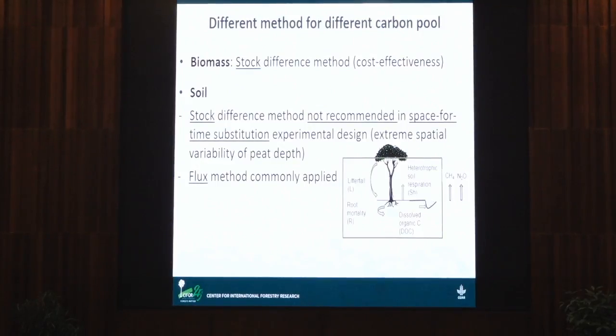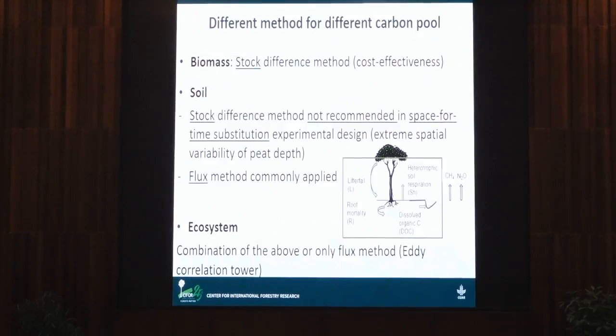It's complex. We need to measure all the carbon that gets into the soil through litter fall and root mortality, all the carbon that goes out of the soil through heterotrophic soil respiration, that is the decomposition by the microbes, and all the carbon that is lost in a soluble form. We also need to measure emissions of methane and of nitrous oxide. And the net peat CO2 emission is what is in the green box.